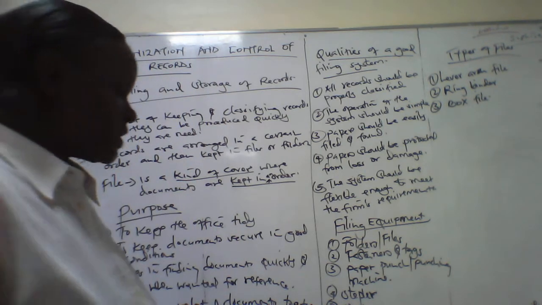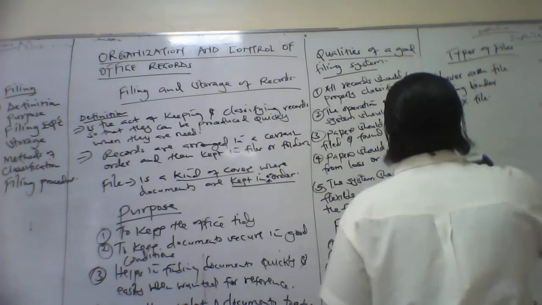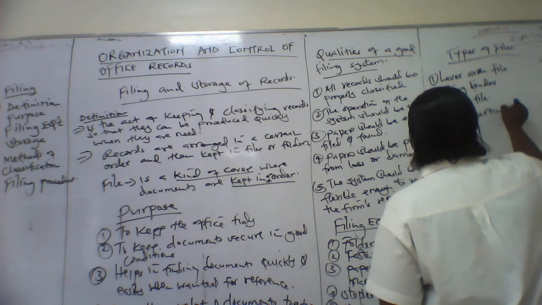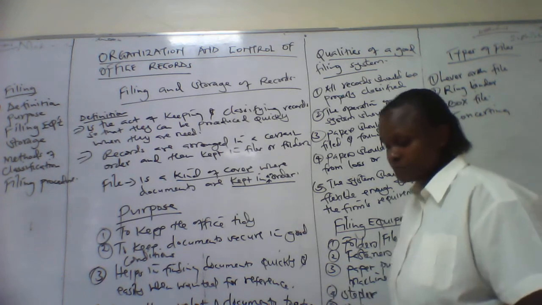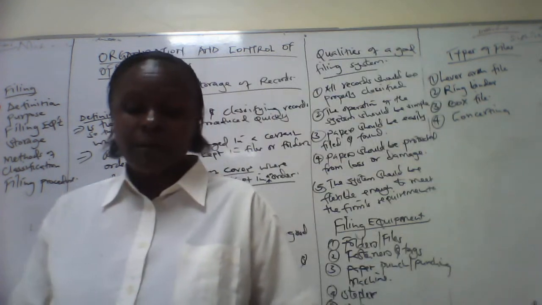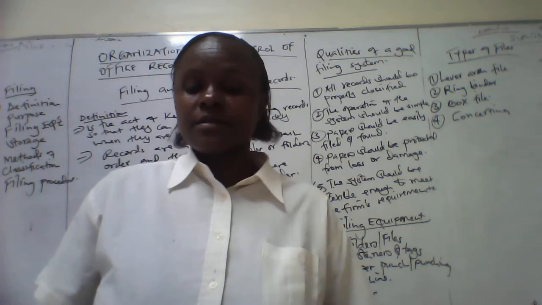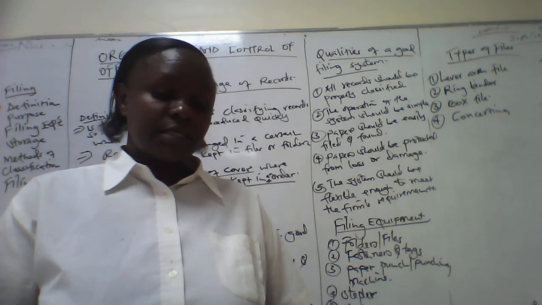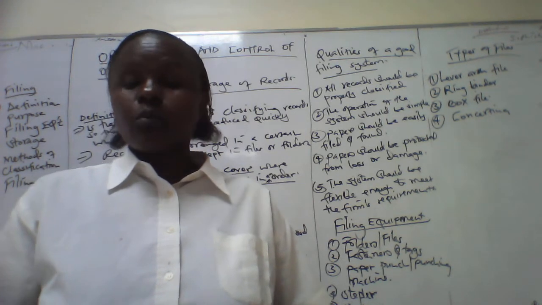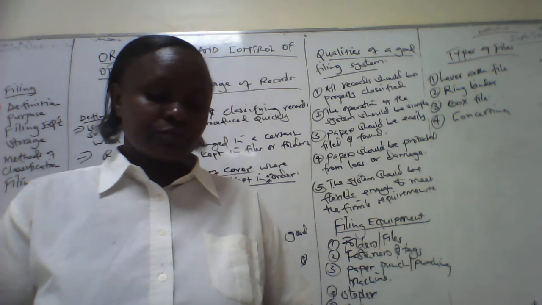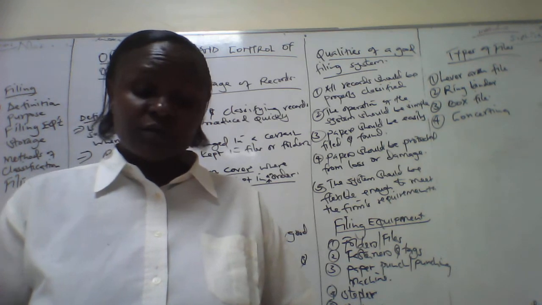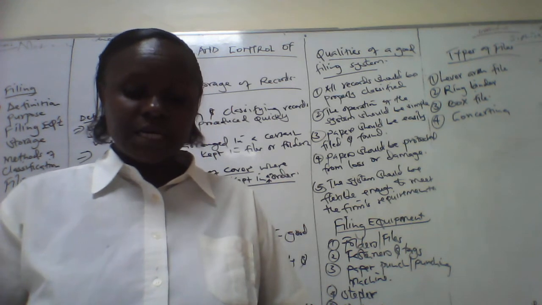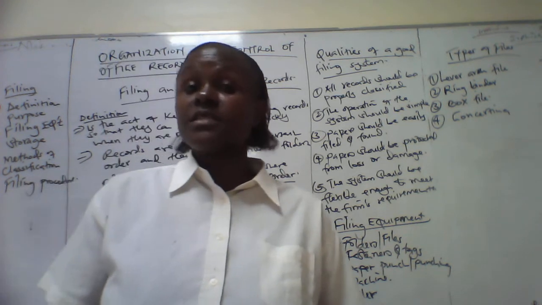Then we have the concertina file. This is a file which consists of a number of pockets or gates connected together. These pockets expand as more and more documents are inserted. The divisions of the pockets are labeled alphabetically, and the papers are filed in the pockets.